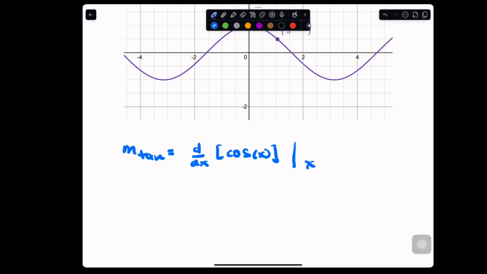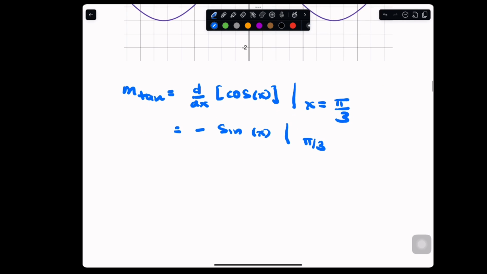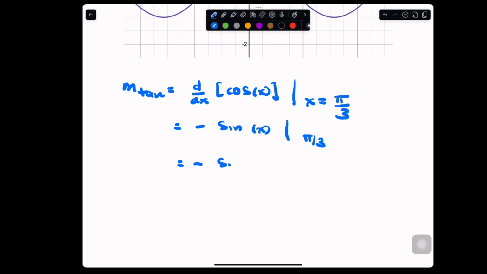And you evaluate that at x is pi over 3. Okay, what's the derivative of cosine? Negative sine. And you evaluate this at pi over 3. And this is negative sine of pi over 3 now. Okay?